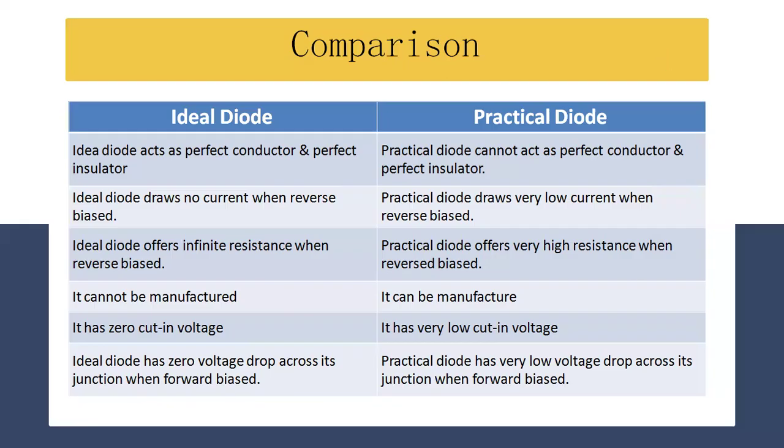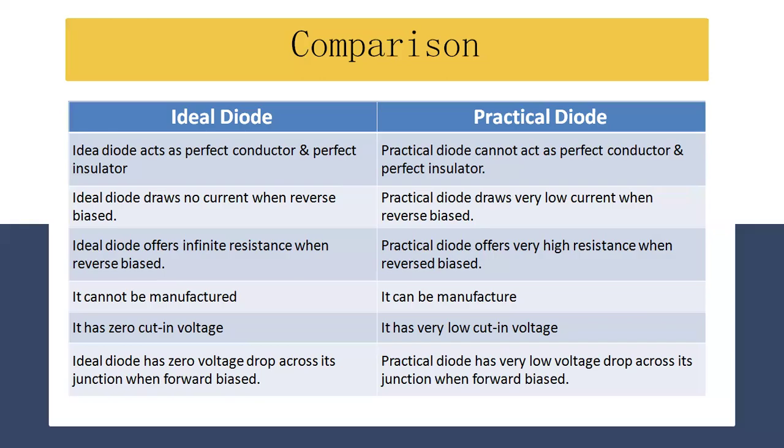An ideal diode cannot be manufactured, whereas a practical diode can be manufactured. An ideal diode has zero cut-in voltage. A practical diode has a very low cut-in voltage. We have seen that for silicon we have 0.7 cut-in voltage, and for germanium we have 0.3 cut-in voltage. An ideal diode has zero voltage drop across its junction when forward biased, whereas a practical diode has a very low voltage drop across its junction when forward biased. So this was the basic comparison between an ideal diode and a practical diode.